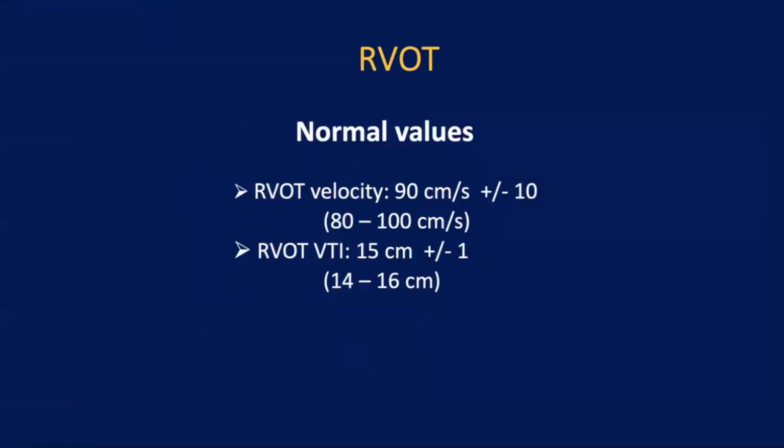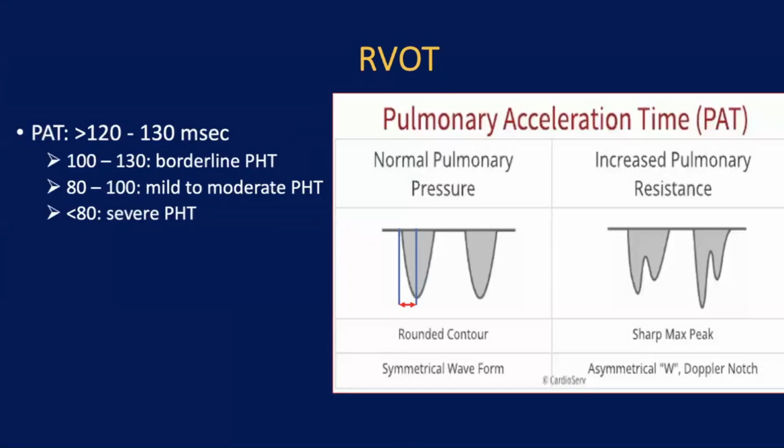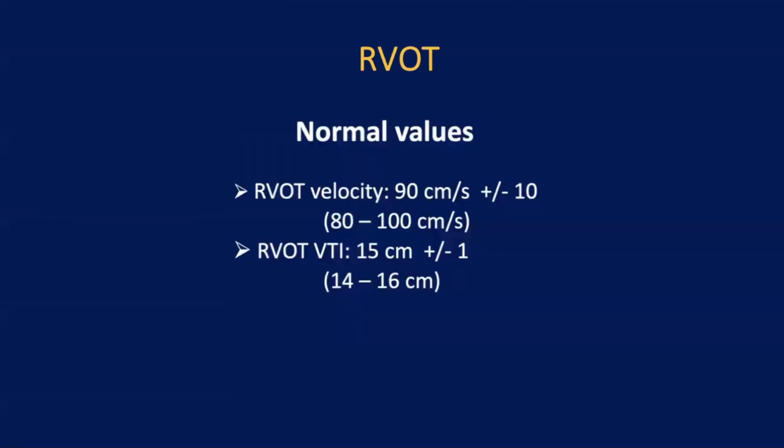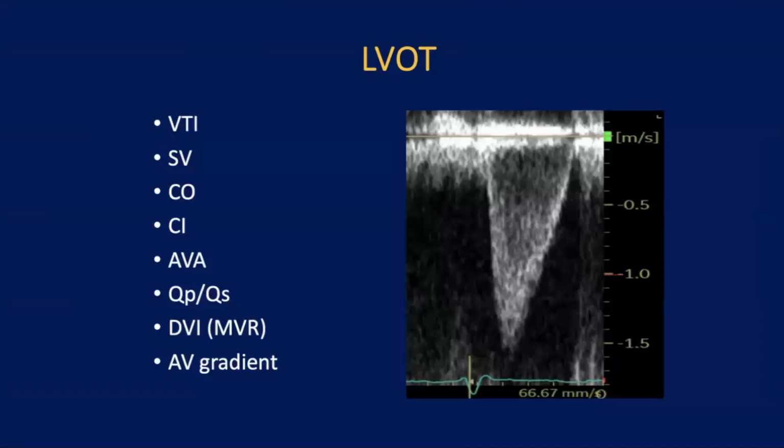And it's always good to know the normal values. What are the normal values? It's a bit lower than the LVOT. They will say like 90 plus or minus 10, and 15 plus or minus 1. This is for the VTI. So what else do we have about the RVOT?